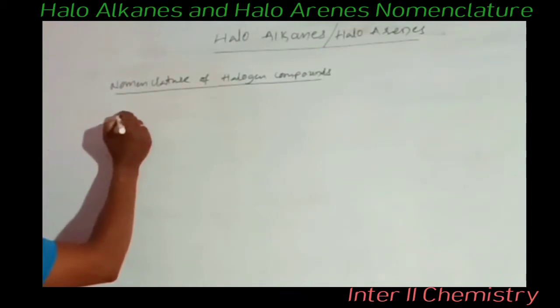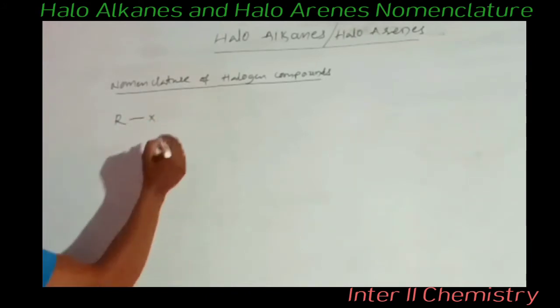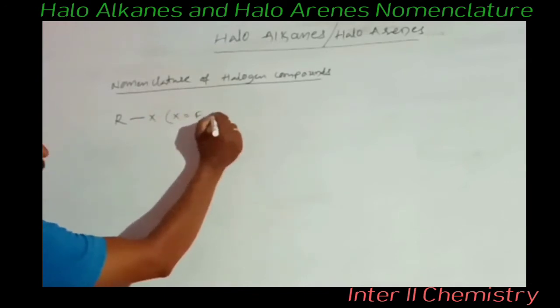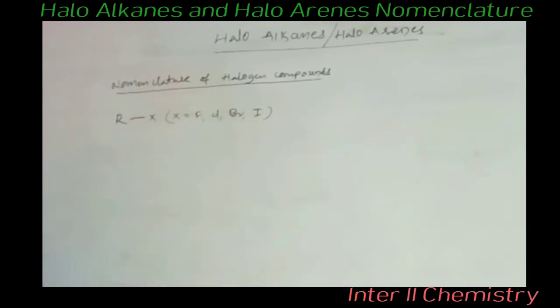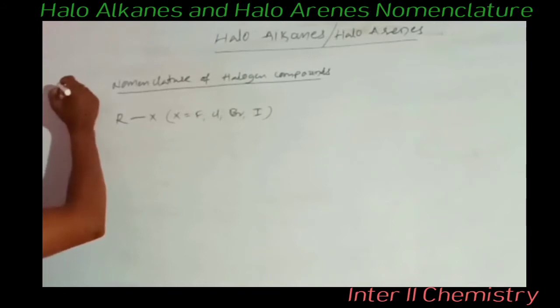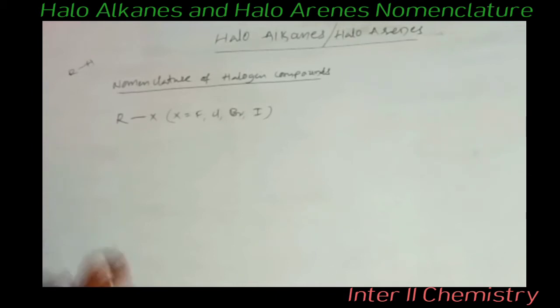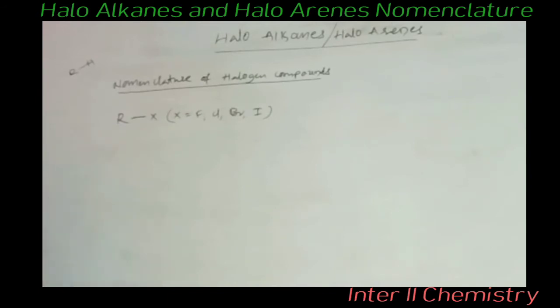Suppose, for example, we can write like this: RX. Already we know that X is fluorine, chlorine, bromine and iodine. Here the R group is an alkyl group, and X is a halogen. Already we know that RH is an alkane or hydrocarbon. By the removal of this hydrogen, we get the alkyl halides or aryl halides.